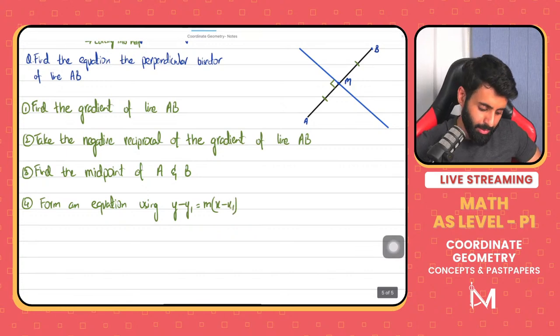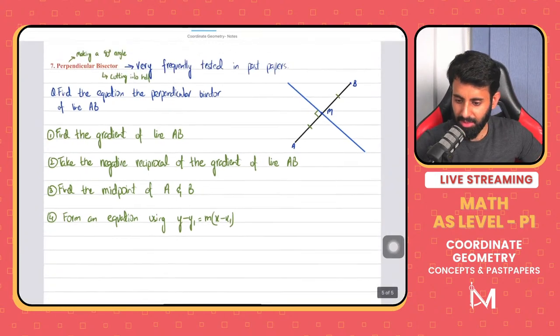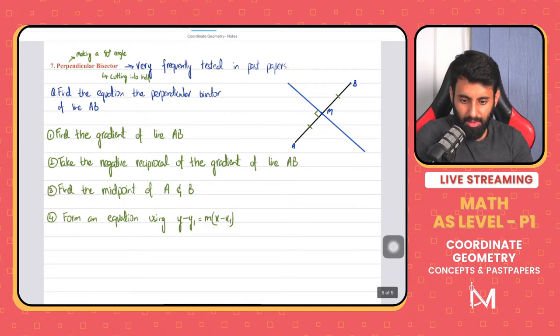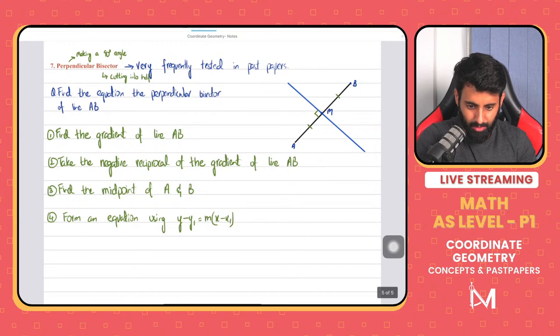Okay, now we will do an example, but for the example, we will do it straight from past paper questions. Yes, reciprocal can be used for any 90 degree line, okay, for any perpendicular line, not necessarily bisector. Let's do that. In fact, I have shared a PDF, so you guys can download the past paper questions, which I will be solving in this stream, okay?